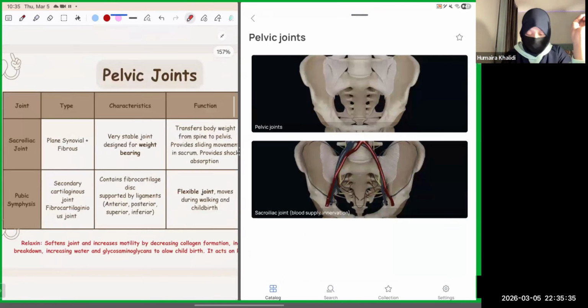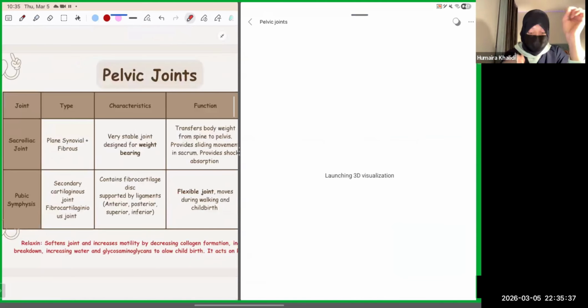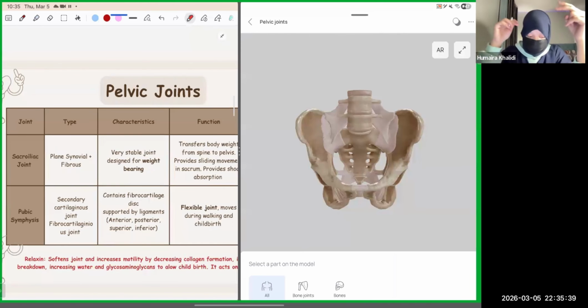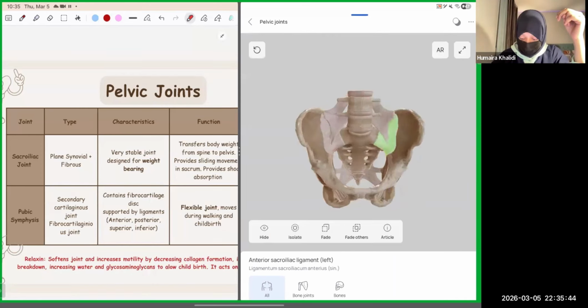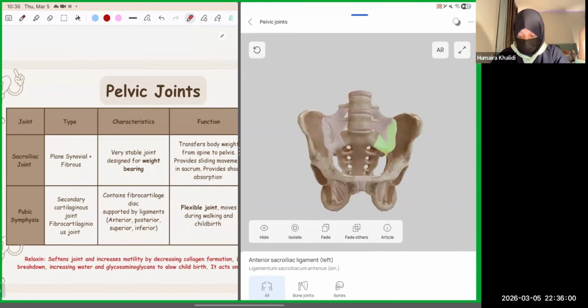Okay, the pelvic joints. Now you have two types of joints in your pelvic system. First of all is this one, not this one, this one. What is this joint? This joint is between two bones. It's between the sacrum and the ilium. So it's the sacroiliac joint. This one is, as I mentioned for the 10,000th time, the pubic symphysis. And this is the sacroiliac joint.